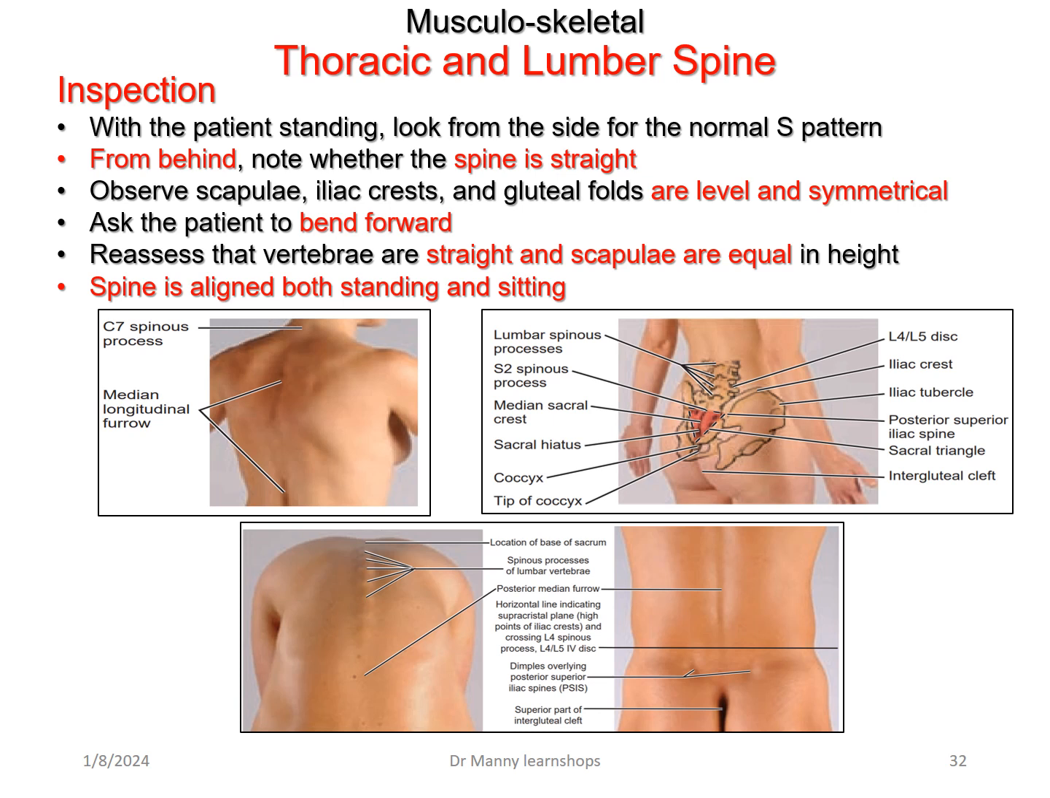When you inspect the thoracic and lumbar spine, the patient is standing. You look from the side for the normal S pattern. From behind, you note whether the spine is straight. You observe the scapular, iliac crest, gluteal folds, ensuring that they're level and symmetrical.